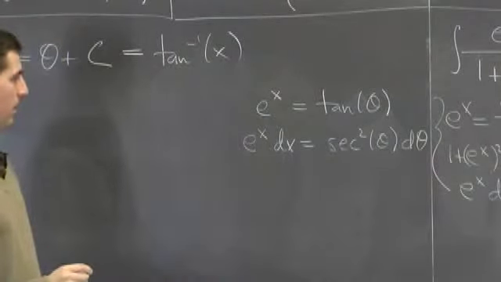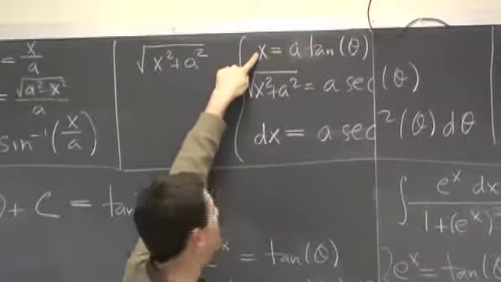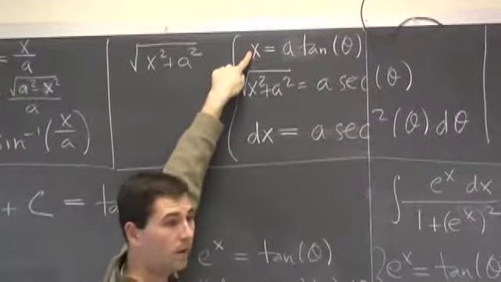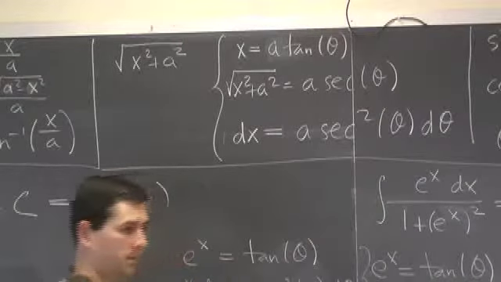And if you start up here, start with x equals a tangent of theta, you take the derivative of x, you get 1, which is kind of hidden here. And here you get your a secant squared d theta. So you're doing the same thing.